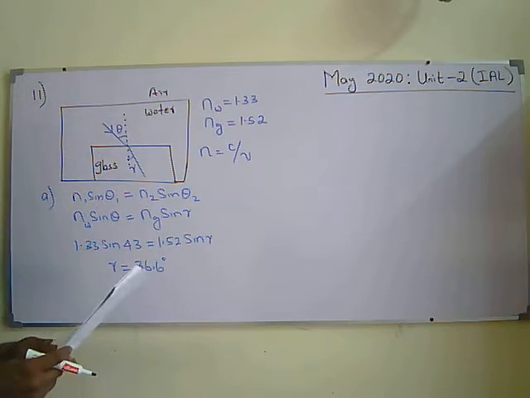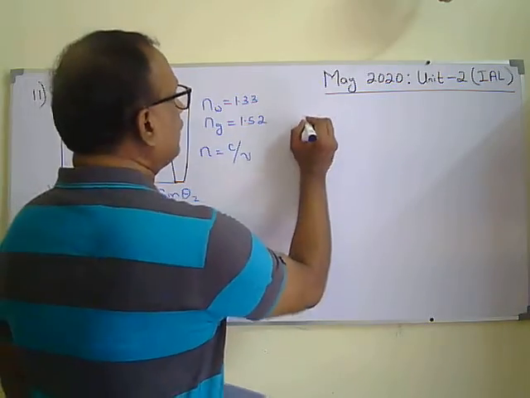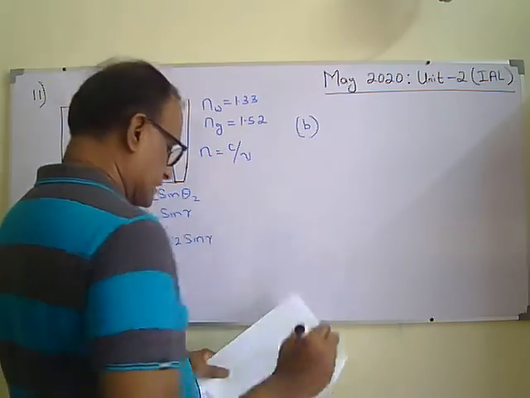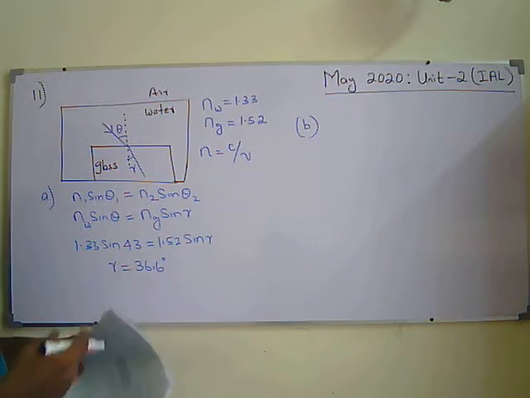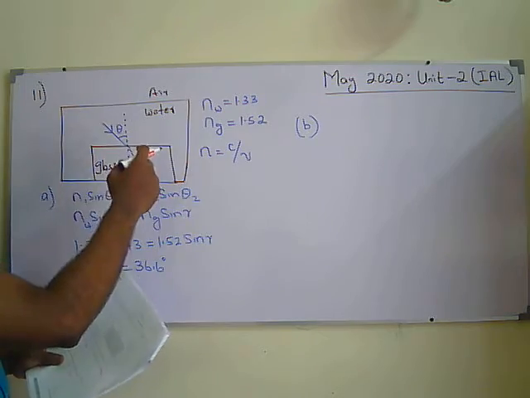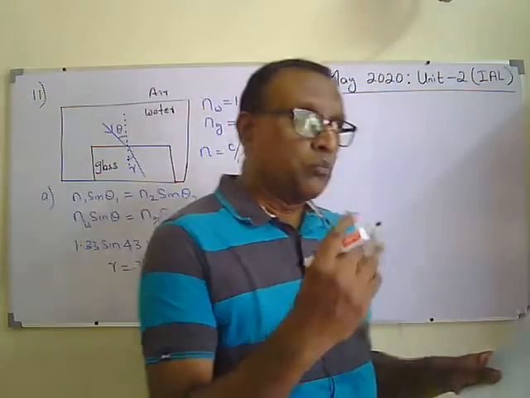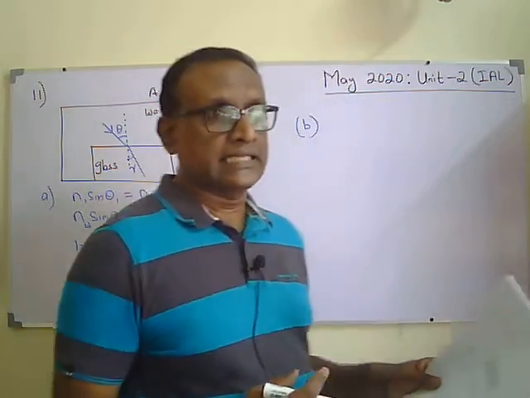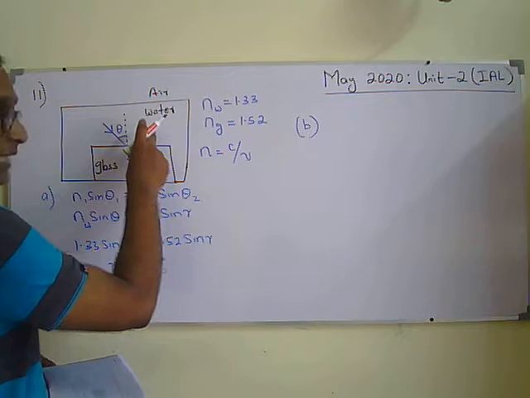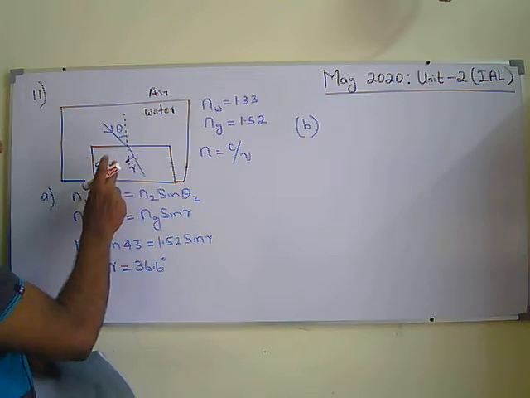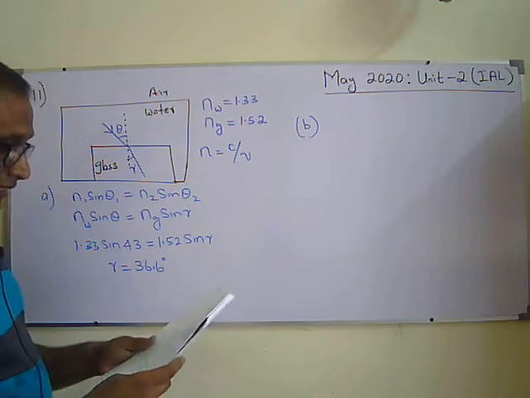degrees. Second part: determine the critical angle. So B part, determine the critical angle for this glass water boundary. It won't be water to glass, because the critical angle occurs when light travels from an optically denser medium to an optically less dense medium. So when light travels from glass to water, there will be a critical angle inside the glass. Okay, so they ask you to find the critical angle.